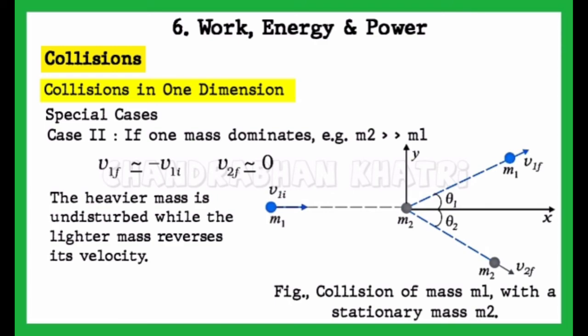Case 2. If one mass dominates, that is m2 is much greater than m1, then v1f is approximately equal to minus v1i and v2f will be equal to 0. The heavier mass is undisturbed while the lighter mass reverses its velocity.